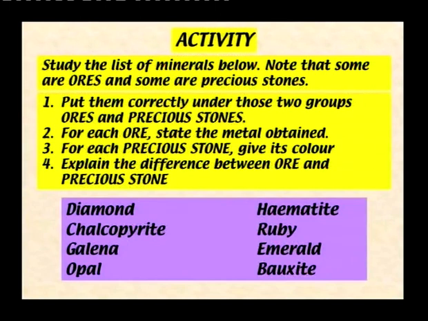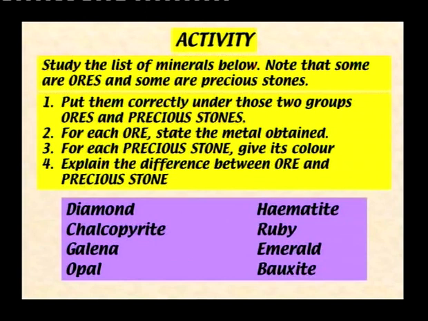Number 3, activity 3. For each of the precious stones, you should already know from what you would have done in activity 1. For each of the precious stone, I'd like you to give the color. Okay, and looking at those minerals that you are going to actually put into those 2 groups, and then state the ores, which metal is actually obtained, and then for each of the precious stone, you give its color.